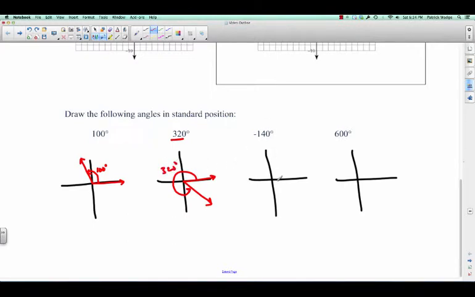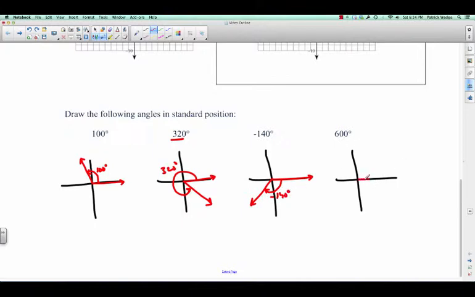Okay, negative 140. Still, the initial side is along here, but this time, since it's negative, we're not moving counterclockwise, we're moving clockwise. If we move this far, it'd be 90. We have to go another 50, so it'd be somewhere around here. This is negative 140 degrees.